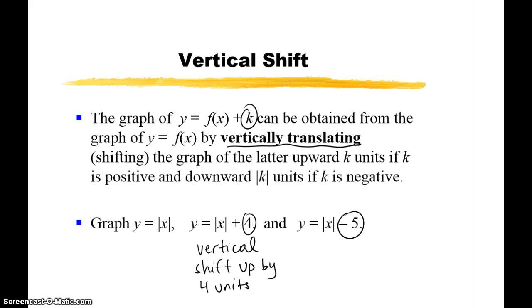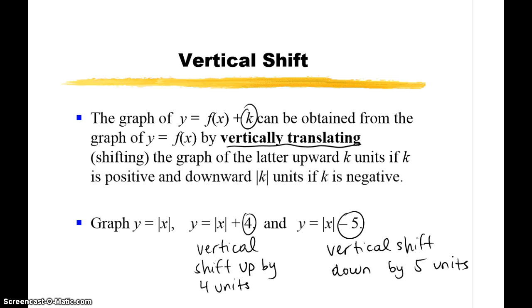On the other hand, if you look at this example, absolute value of x minus 5, because we have a negative 5, then the graph of absolute value of x gets shifted downward absolute value of negative 5 units. In other words, 5 units. What we have here is a vertical shift down by 5 units.